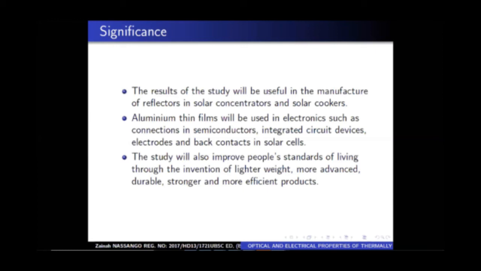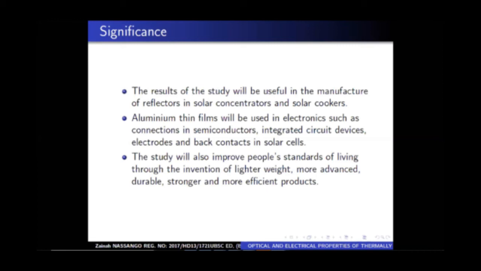I think in bullet number 3, the study will improve people's standard of living through invention of lighter weight and more advanced, durable, stronger, and more efficient products. Are you able to comment on how that is going to happen? Thank you very much. About that one, because I've been basing on what is already in place.